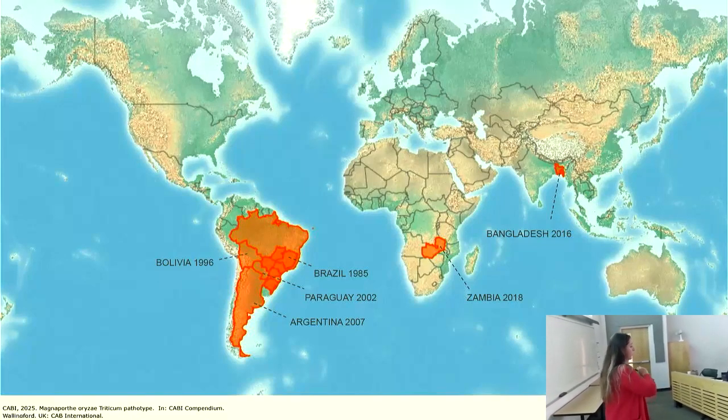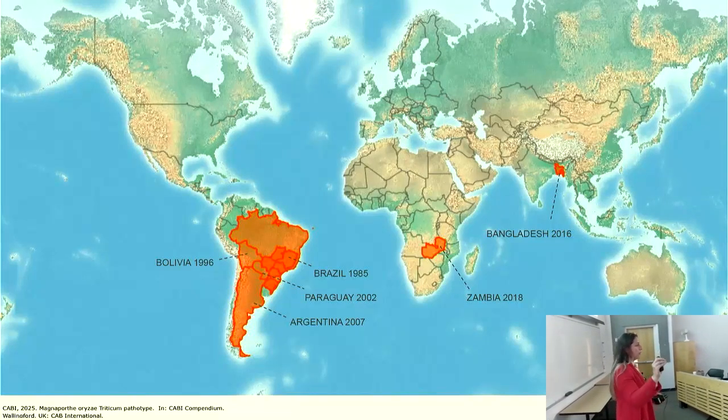And then as you know, it moved to Bangladesh in 2016, and then Zambia in 2018. And those two intercontinental spreads were caused by infected seeds. So this disease is a seed-borne pathogen, okay?